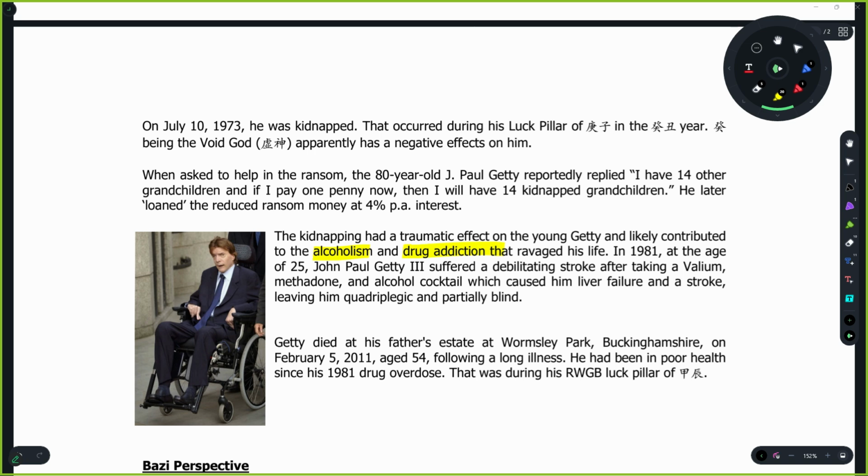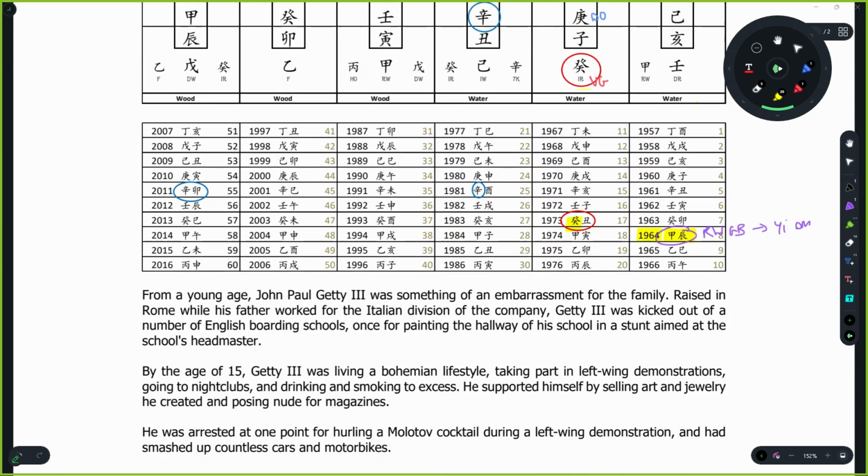And so by taking drugs, you can find that in the year 1981, he suffered a stroke after taking some drugs mixed with alcohol that caused his liver to fail, leaving him quite disabled and partially blind. So 1981 was where another very negative event happened in his life.